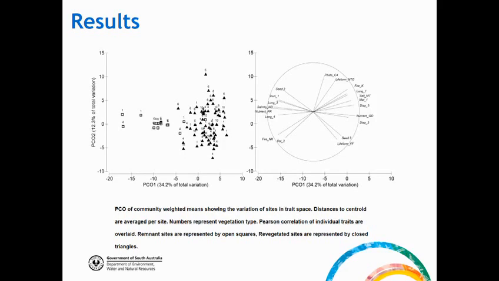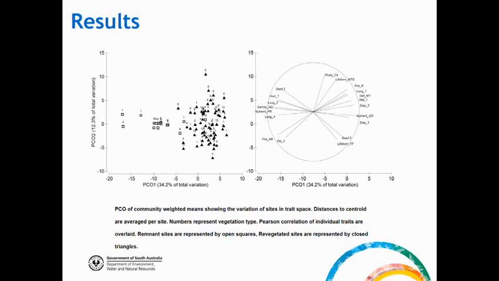Now, this is the community weighted means analysis that I spoke about earlier. This actually shows us in trait space the different sites that we measured. If you think of what a normal community analysis looks like when you're looking at it based on species, this analysis is showing the difference between the sites based on the underlying traits of the species. And you can see again that here in the open squares are the sites, the remnant sites, and over here these are the planted sites.